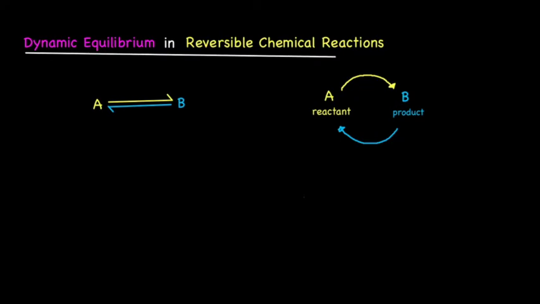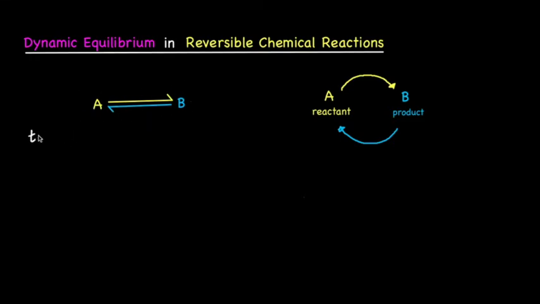Such a dynamic equilibrium is also established in reversible chemical reactions. A reversible chemical reaction is one in which the reactants are getting converted into the products, while the products are also simultaneously getting converted into the reactant. Let us take a reversible reaction A giving me B.